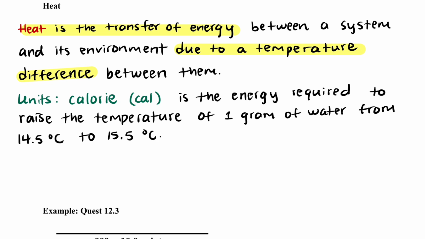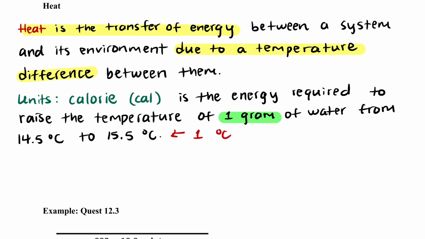A calorie is the energy required to raise the temperature of 1 gram of water from 14.5 degrees Celsius to 15.5 degrees Celsius. I know that's a little strange. First of all, we needed a familiar substance, in this case water, and it is very specific that you're raising the temperature of 1 gram of water. And if you think about it, this means 1 degree Celsius. So that's a calorie.